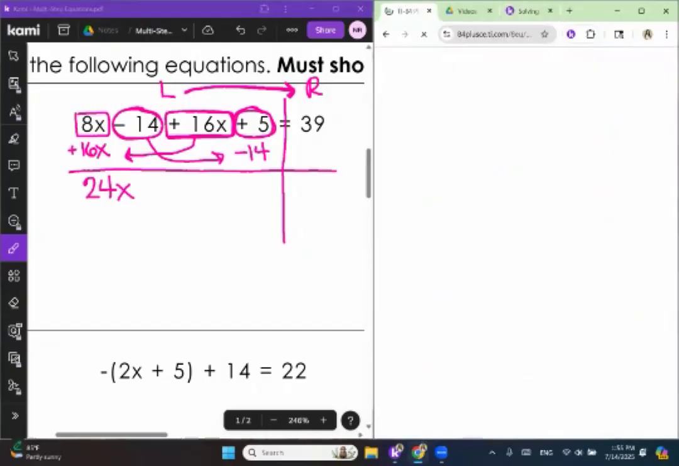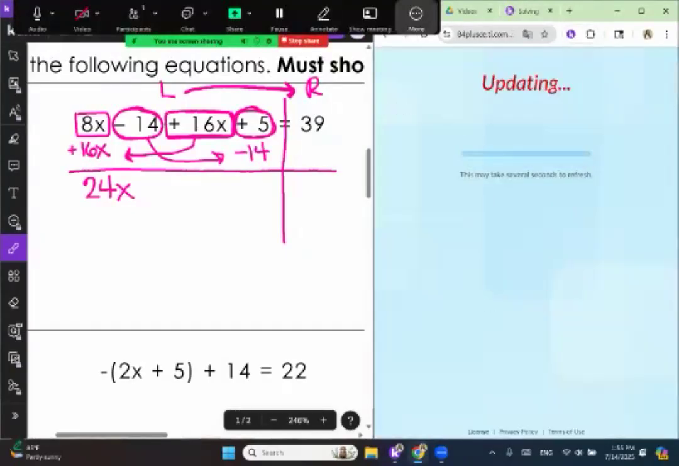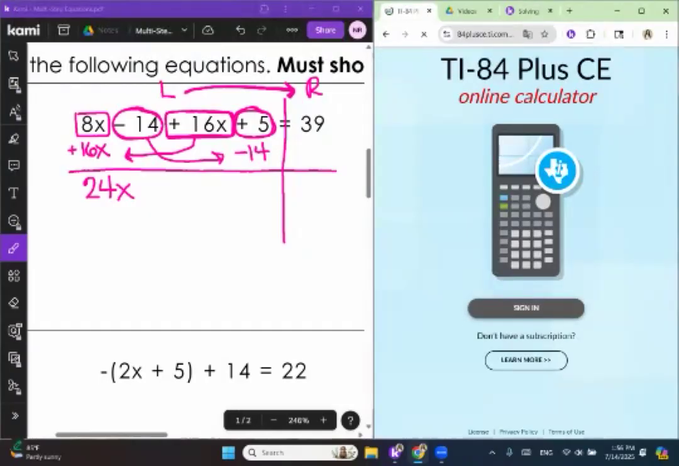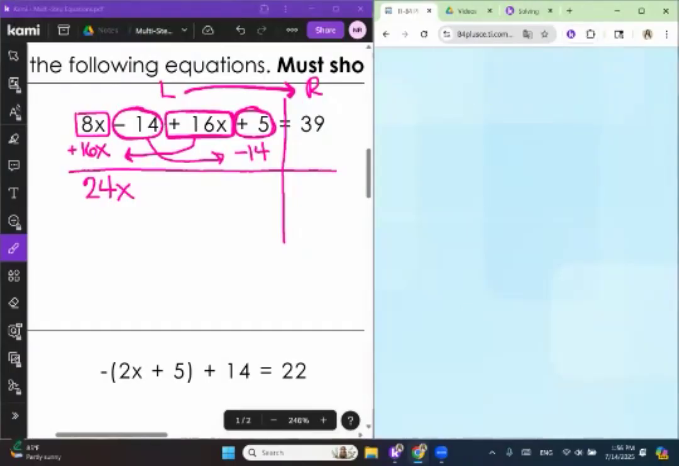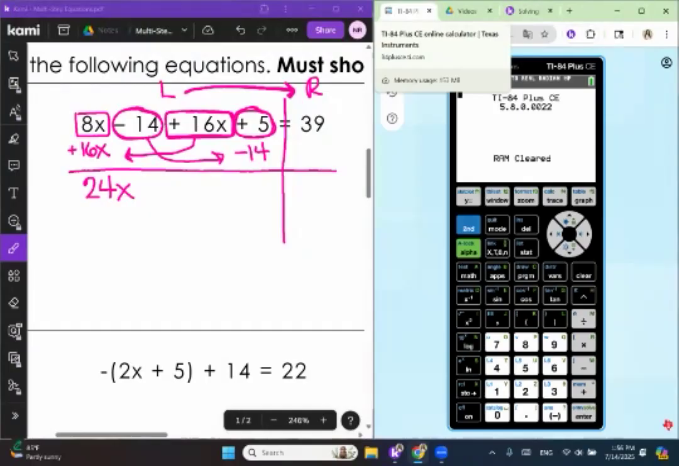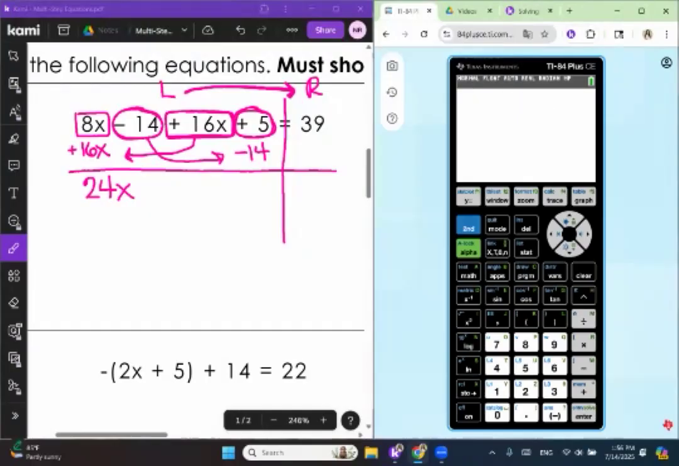And if you don't believe me, we have our calculator that I have to restart for some reason every single time I make a video. This may take several seconds to refresh. Yes, it always does, don't you? Okay. And this is the only way I could get a calculator that looks like yours on this video. So you're going to have to bear with me on that.